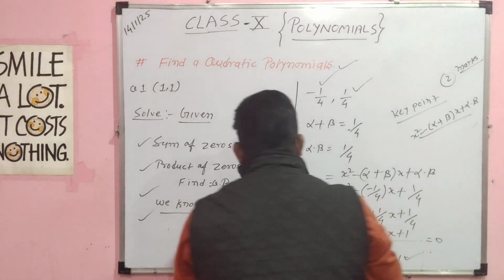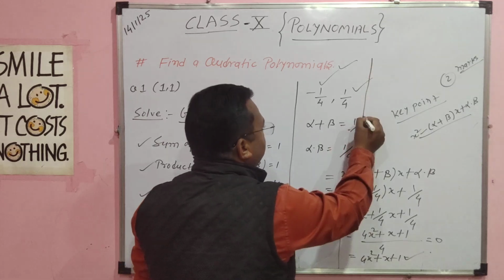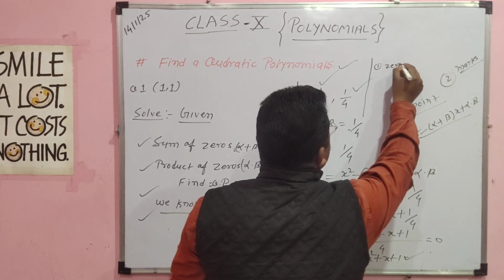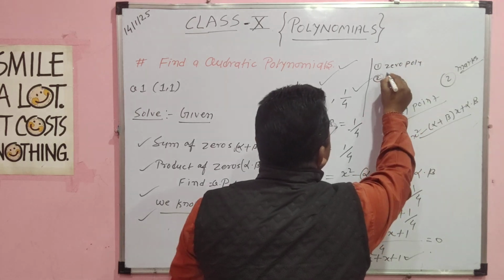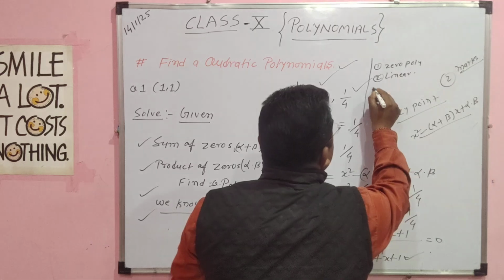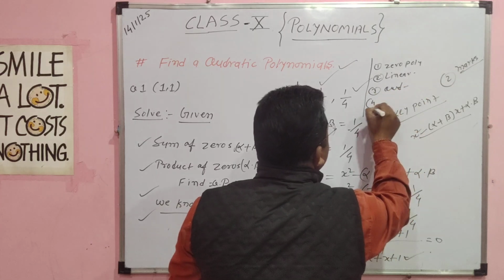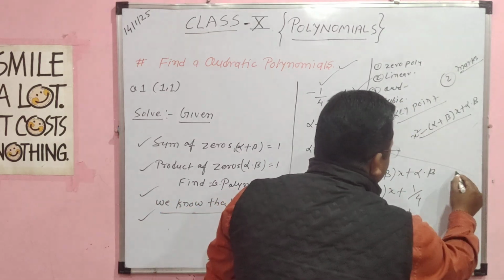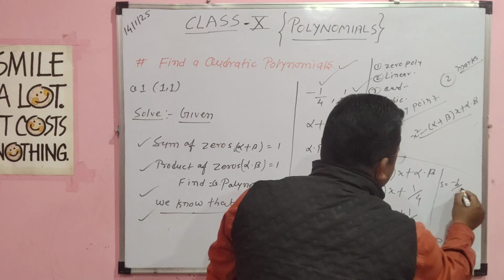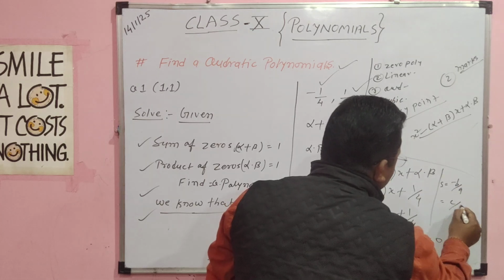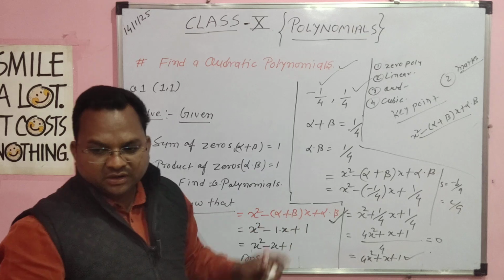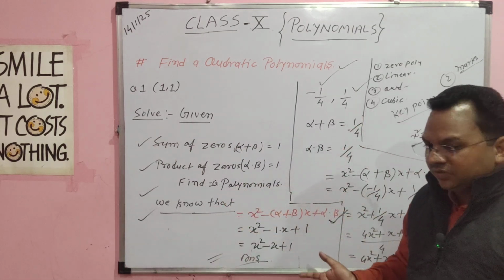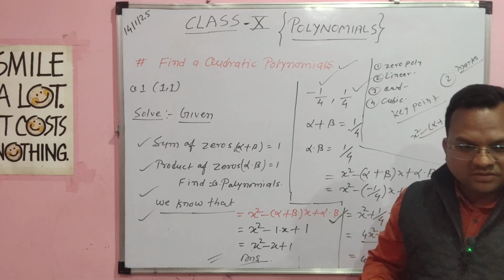And the second important key point is the types of polynomials: first is the zero polynomial, second is a linear polynomial, third is a quadratic polynomial, and fourth is a cubic polynomial. Okay, and next, the sum of zeros is minus b upon a and the product of zeros is c upon a. These are the key points for chapter number 2. Okay, so pick this type of solution and solve many questions.